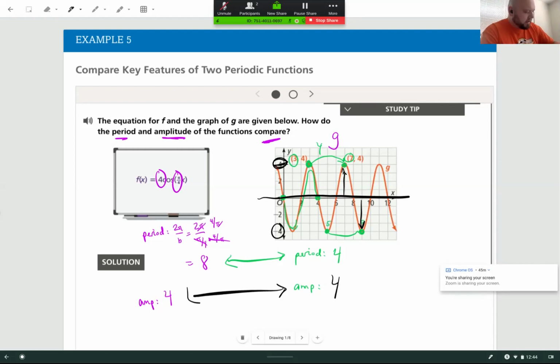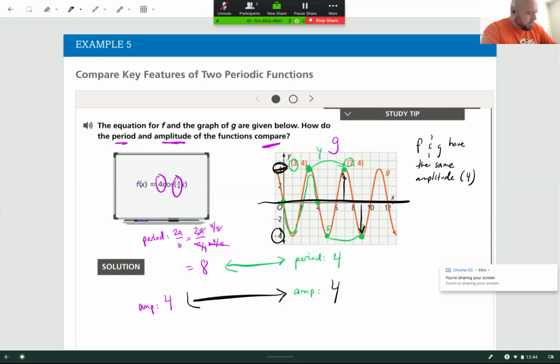So we can say that f and g have the same amplitude, which is 4, but f has a period of 8, while g has a period of 4.